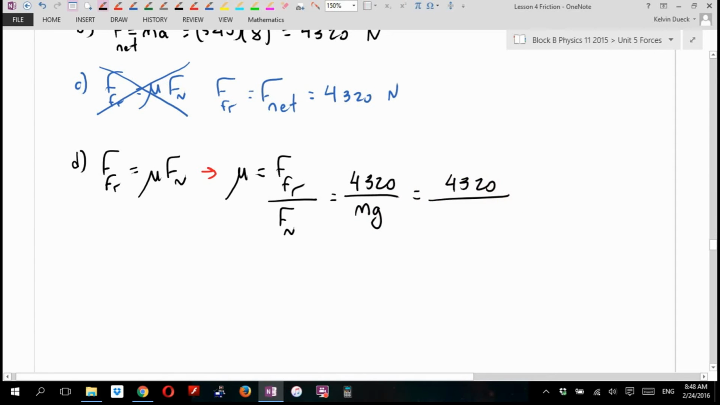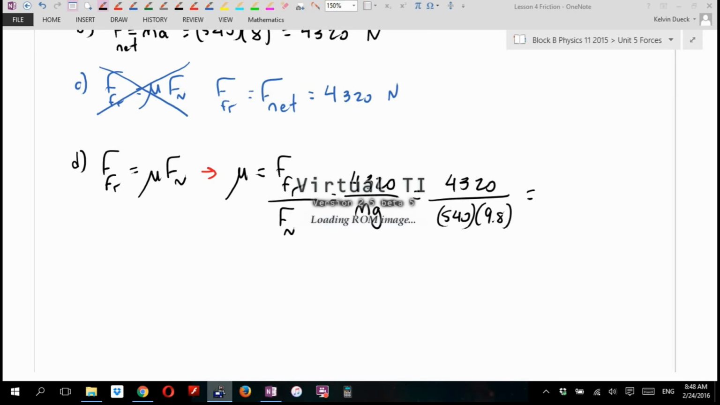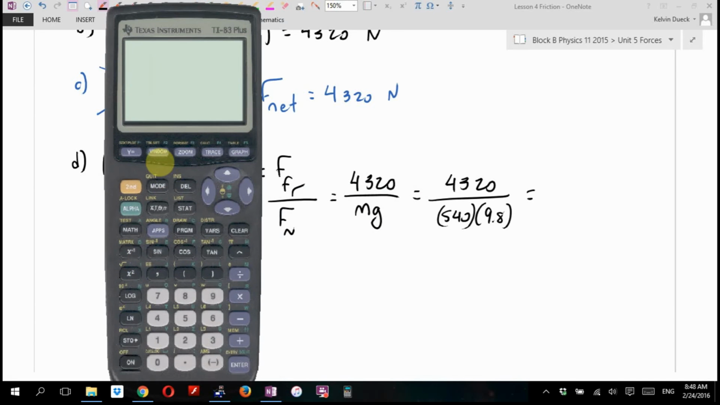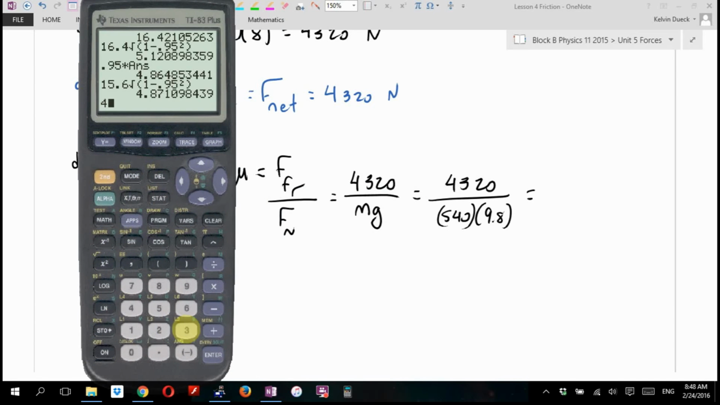Did they tell me the mass? Yeah. Do I know g? Yeah, 9.8. What's the coefficient of friction between these tires and the road? How sticky are these tires? Let's find out. 4,320 divided by 540 times 9.8 is 0.816.